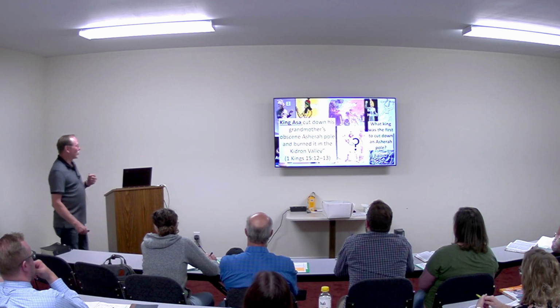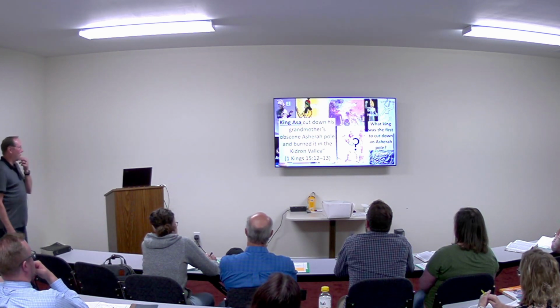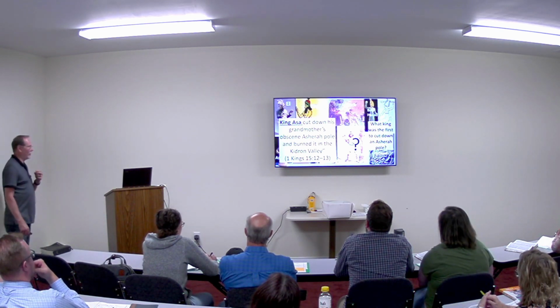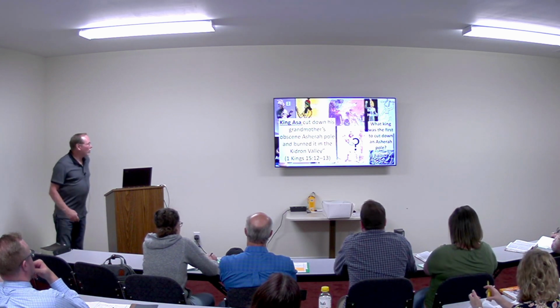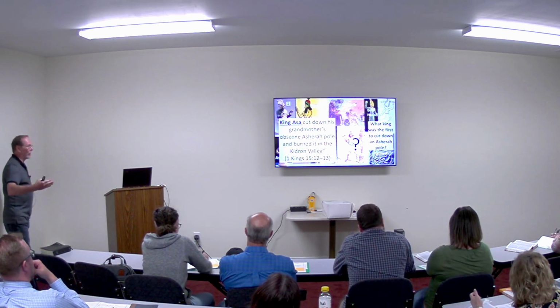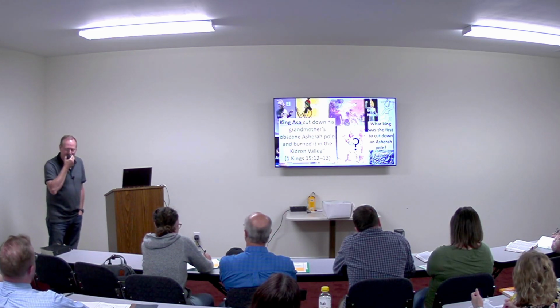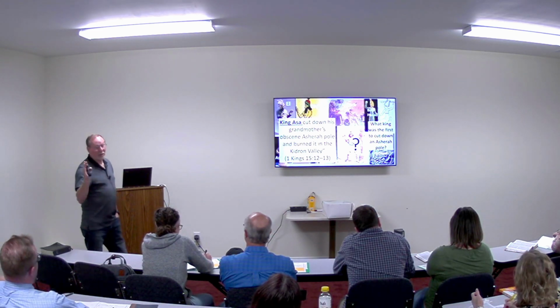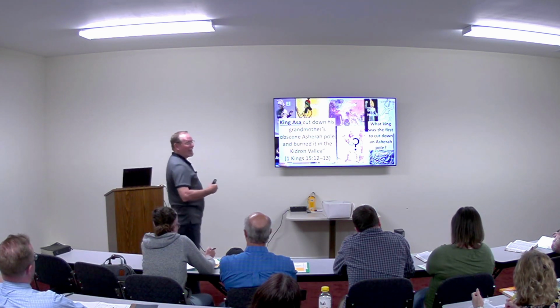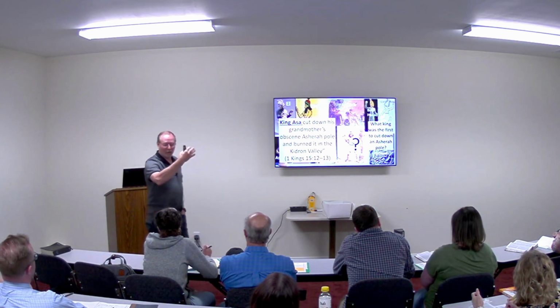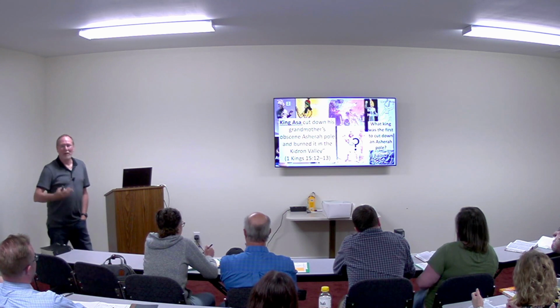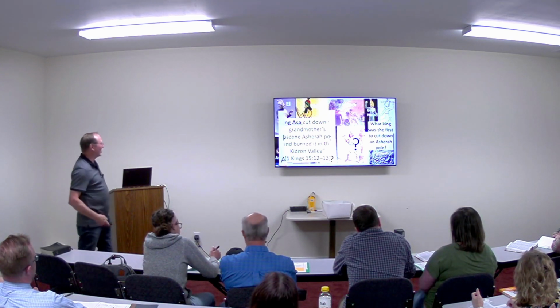King Asa cut down his grandmother's obscene Asherah pole and burned it in the Kidron Valley, and that's 1 Kings 15:12 and 13. So King Asa was the first. I can't remember, was he the second or third king? Actually, in the next class, I'm going to have a list of the kings, and you're going to let me know if they were good or bad. So we're going to get familiar with the kings in some of the classes.